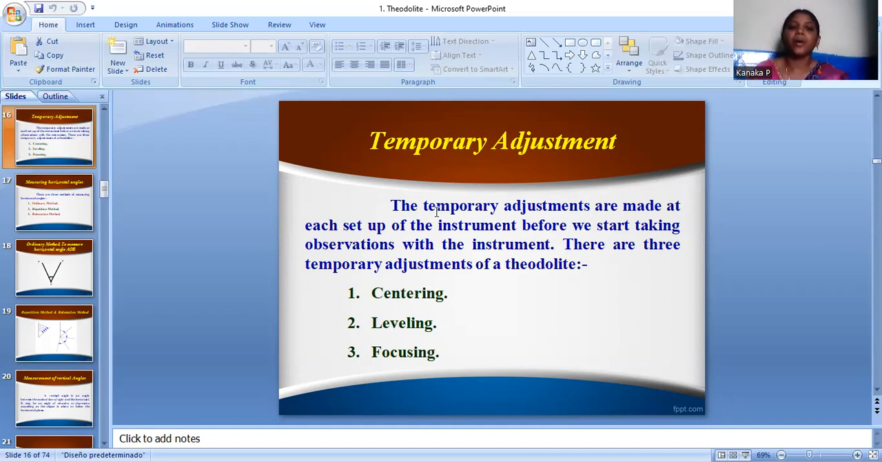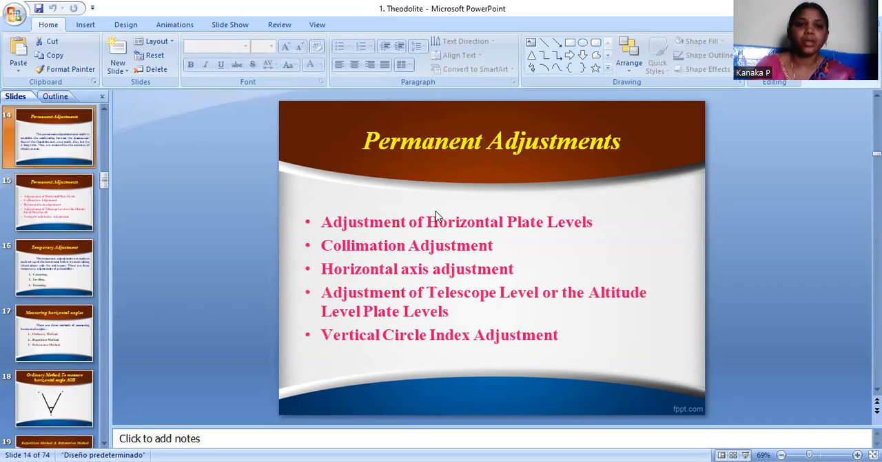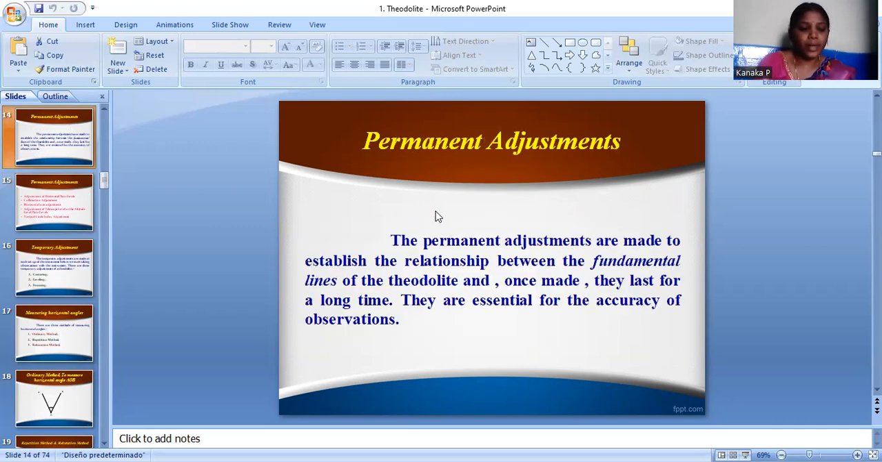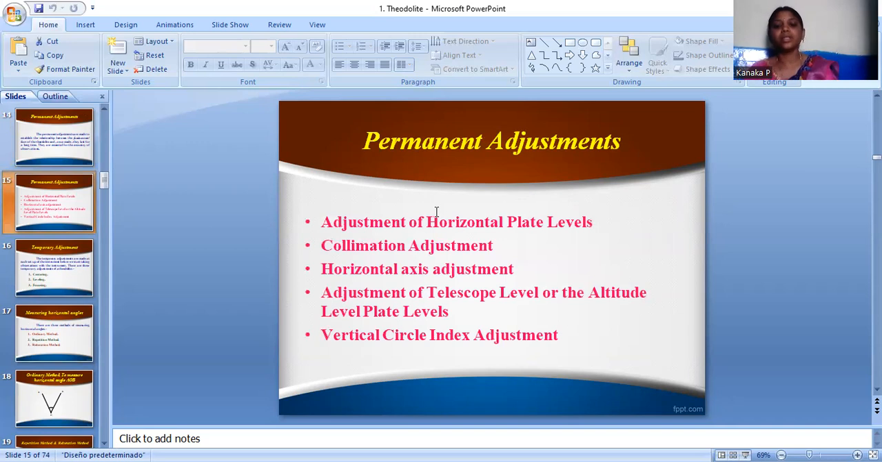Next one is permanent adjustment of the theodolite. The following relationships between the fundamental lines should be fulfilled by a transit theodolite, which is in perfect adjustment. So first one is adjustment of plate levels: the axis of the bubble tube should be perpendicular to the vertical axis. Second one, the line of collimation should be perpendicular to the horizontal axis or turning axis.